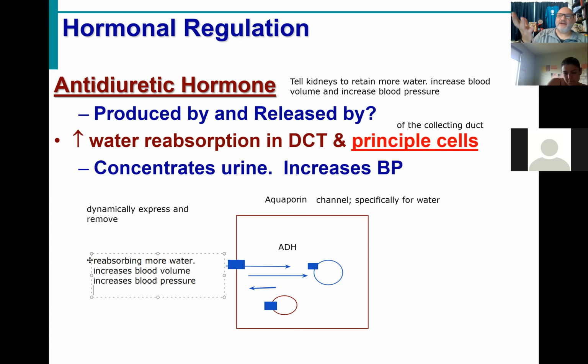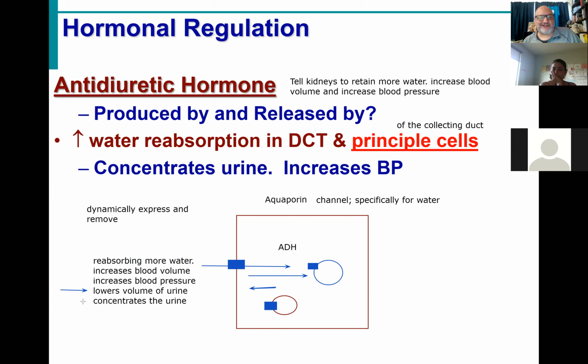But the other thing that it does is it means less water is released in our urine. So it lowers the volume of our urine and it concentrates the urine. So the urine has much more solutes in relation to the amount of water that we have. But again, these effects on the urine are more just what we see from the outside. It's not important. It's not like we have to have a particular concentration of urine. We need to have the appropriate blood volume and the appropriate blood pressure.